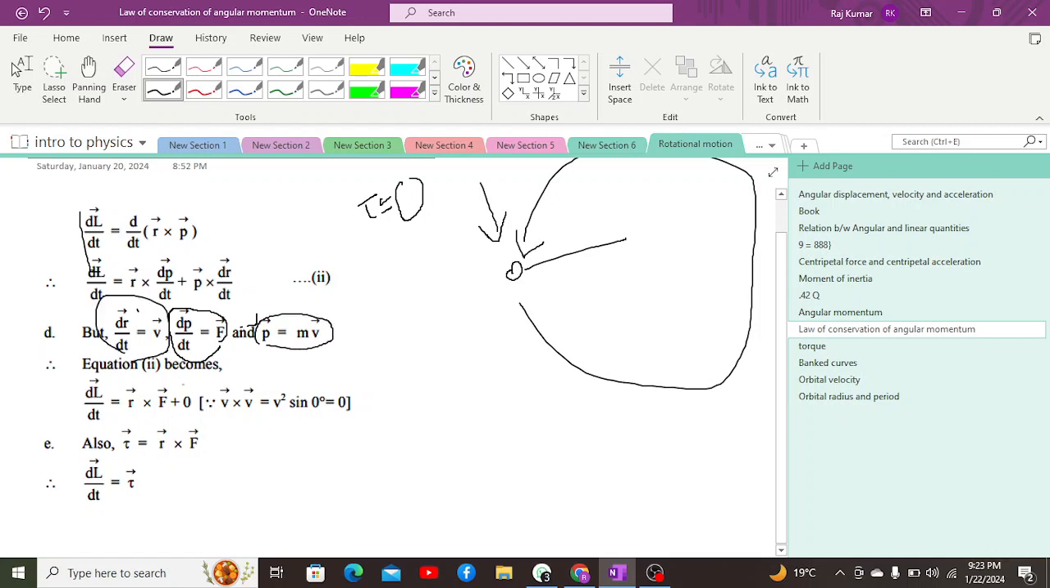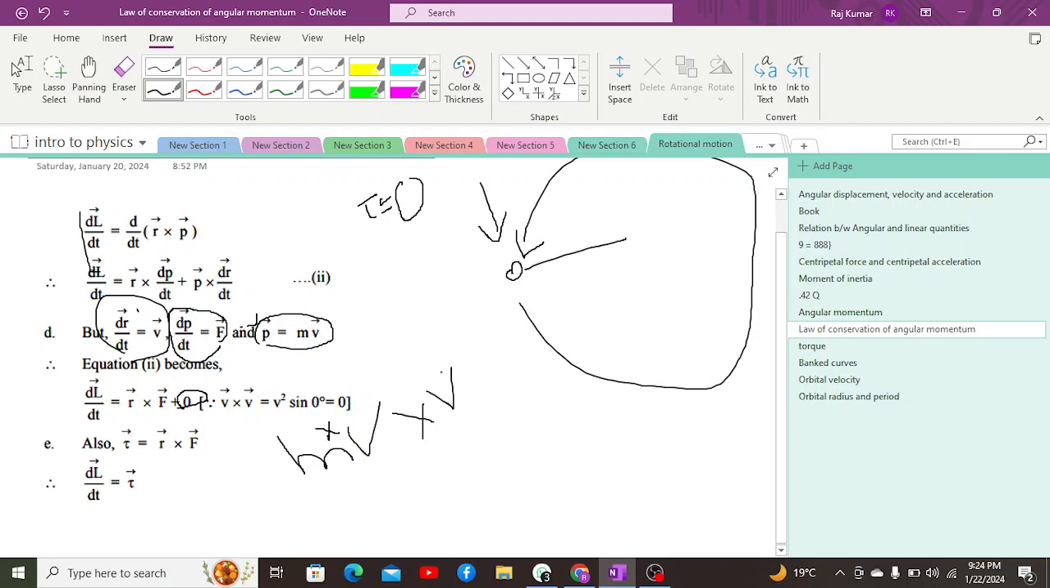So when we write all of these values, they will be written as ΔL/Δt equals r × F plus 0. Now why is a 0 present over here? 0 is present because we know that the value of p is mv. I'm just writing a small x so that I can show you why it's being multiplied. It's a cross product. Now mv, and on the other hand side we have the value of Δr/Δt as v.